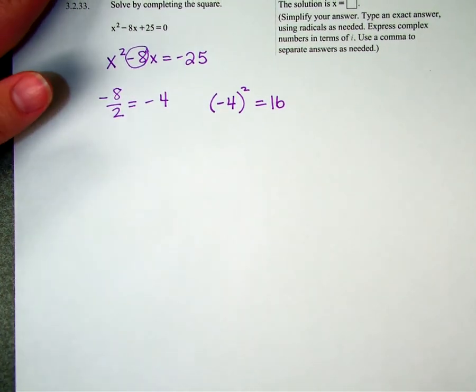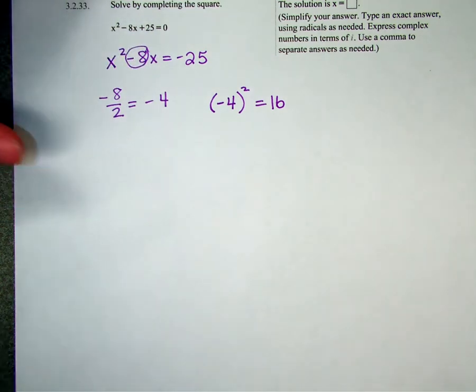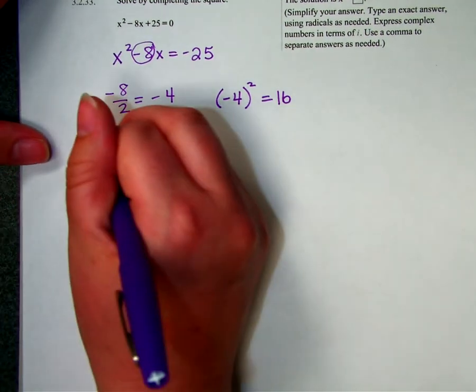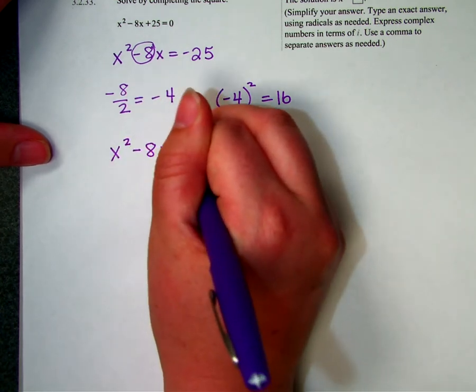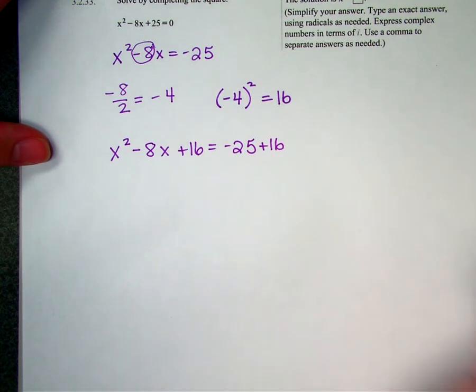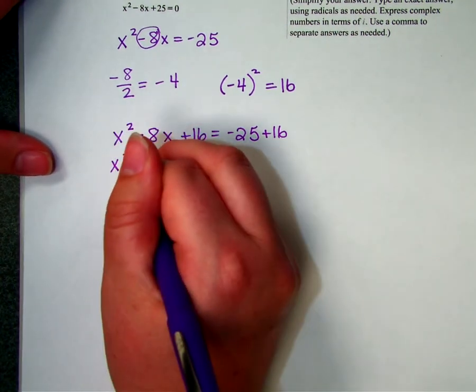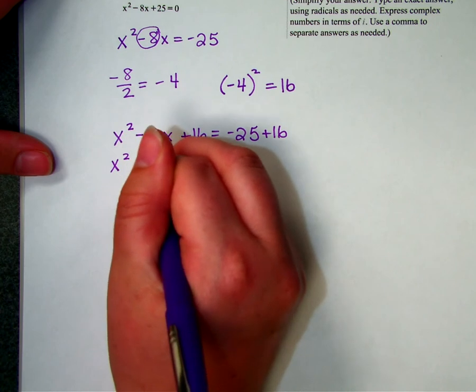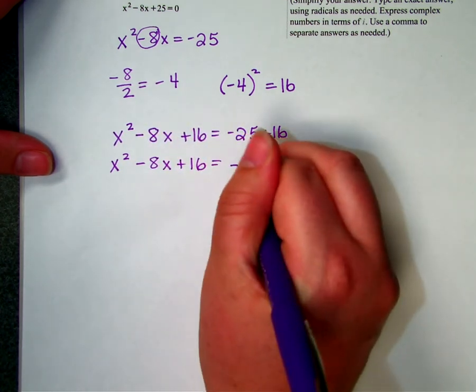Alright, once we've squared half of the coefficient in front of x, we add that to both sides of our equation. So we have x squared minus 8x plus 16 equals negative 25 plus 16. Go ahead and simplify. x squared minus 8x plus 16 is equal to negative 9.